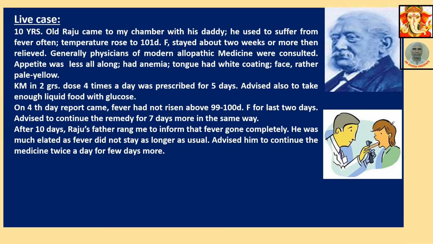Like this, 10 years old Raju came to my chamber with his daddy. He used to suffer from fever often. Temperature rose to 101 degree Fahrenheit, stayed about 2 weeks or more, then relieved. Generally, physicians and modern allopathic medicine were consulted. Appetite was less all along, had anemia, tongue had white coating, face a rather pale yellow.